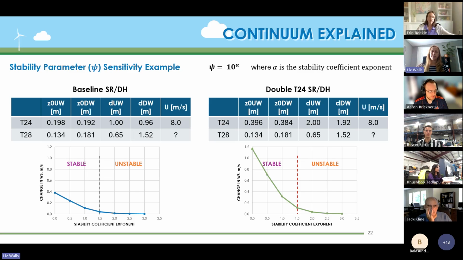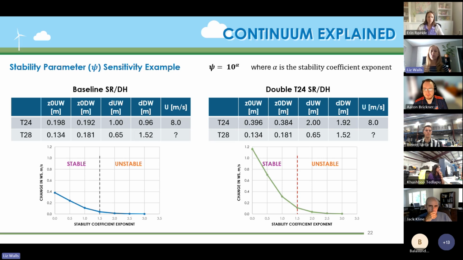The wind is less coupled. It doesn't feel the changes in the roughness as much. So with a higher stability coefficient, that represents unstable conditions where the change in wind speed is, again, less sensitive to changes in the roughness. So that's how we're able to tie in atmospheric stability, which, as we'll talk about in future sessions, is really quite important for wind flow modeling.